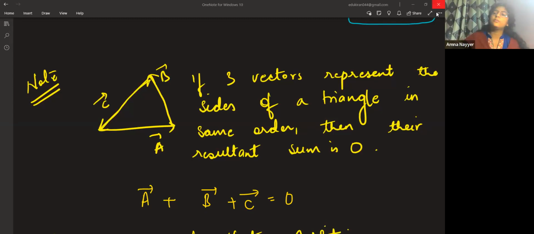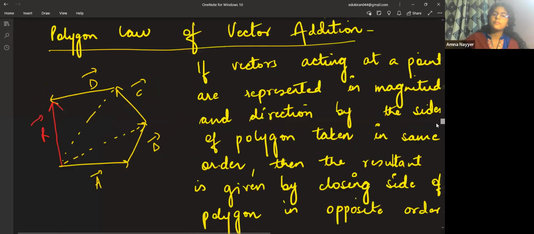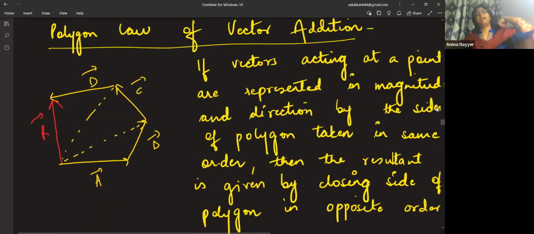Coming to polygon law. See, if vectors are represented in magnitude and direction, it's like you are having a collection of triangle laws. One triangle law, then one triangle law, then another, like this. See, A is one vector, B is one vector, their resultant will be some R1. Then this resultant with this C will be some R2. Then this resultant with this D would be the final resultant, like this.